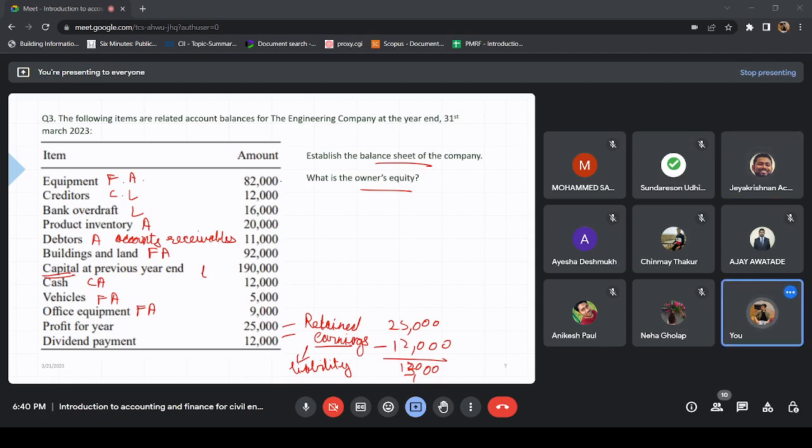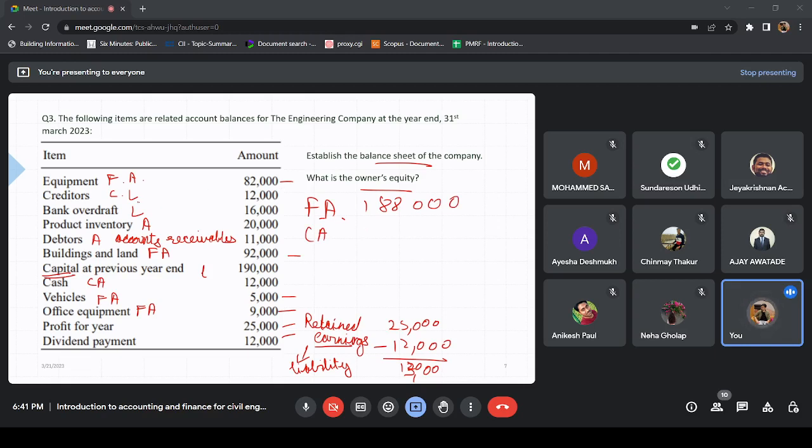Okay, so on the fixed asset side, you have got equipment, buildings, vehicles, and office equipment, right? So 5 plus 9, 14 plus 4, 18. I get 188. So your fixed assets are 188,000. What about your current assets?